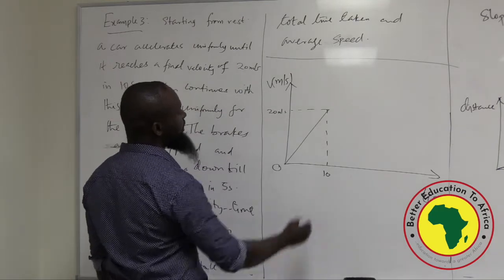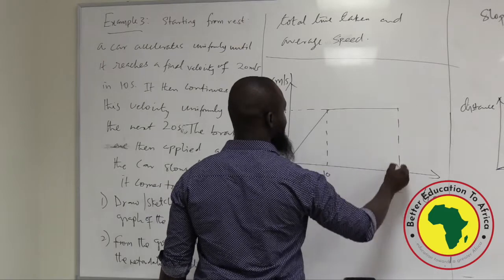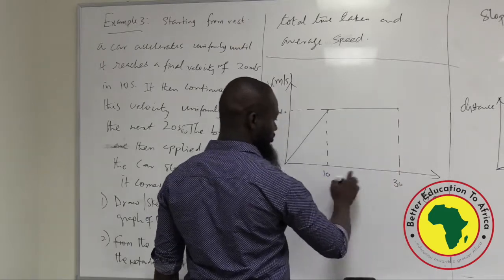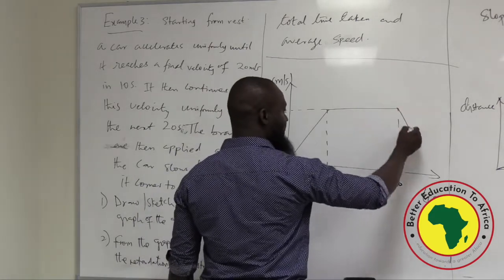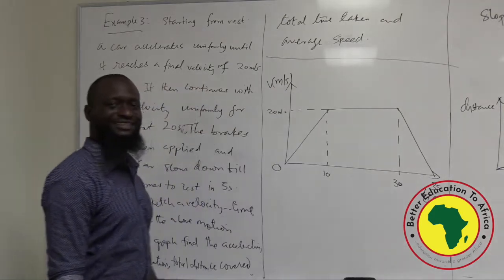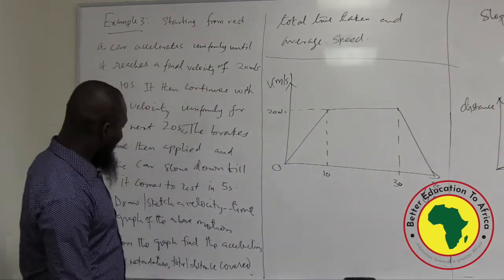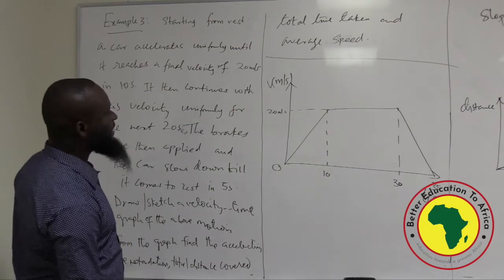Then it continues at this velocity for the next 20 seconds. Here becomes 30. 20 plus 10, 30. And then the brakes are applied, it decelerates for the next 5 seconds. This is 35. Okay. Now we said sketch the velocity time graph. We've sketched it. From the graph, find the acceleration.